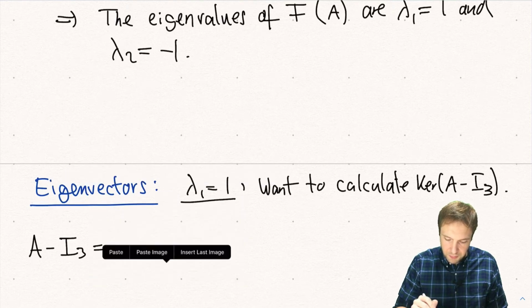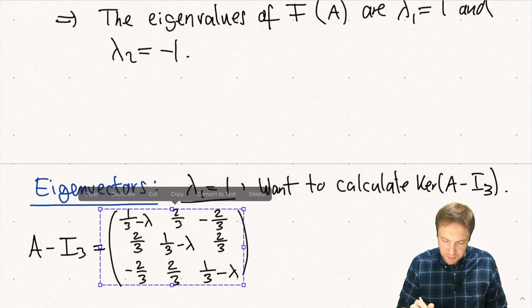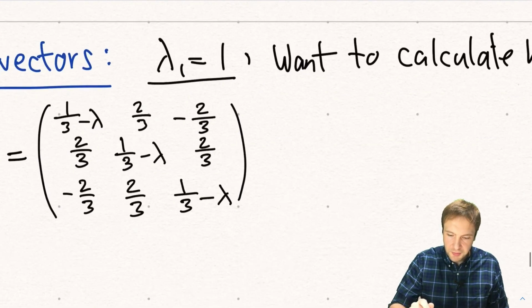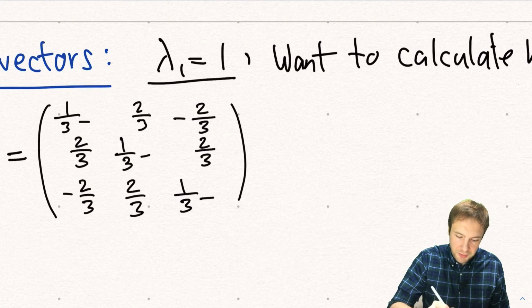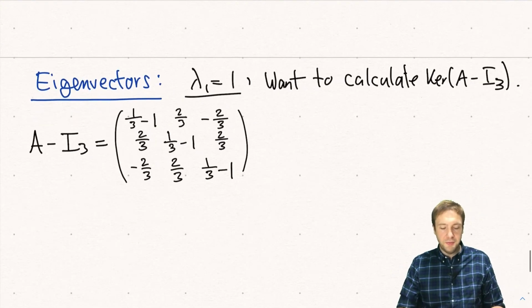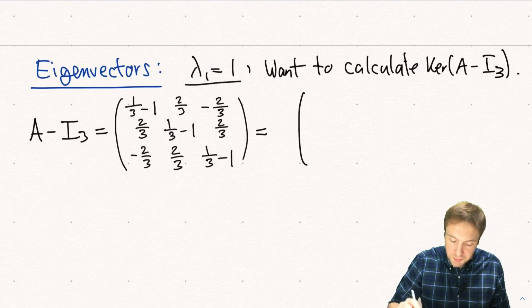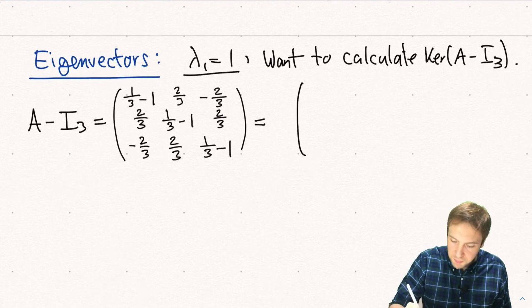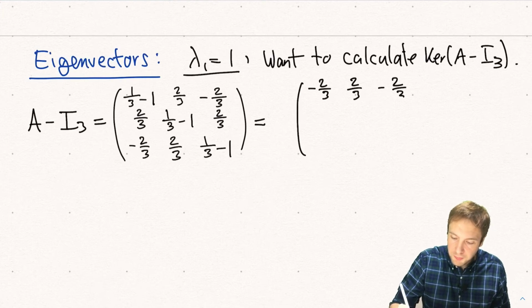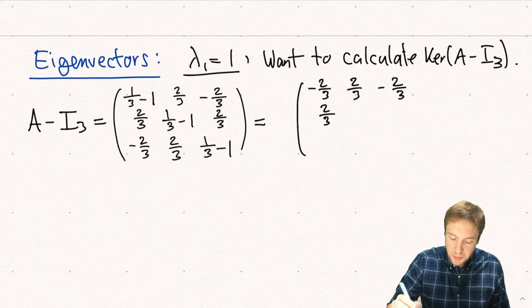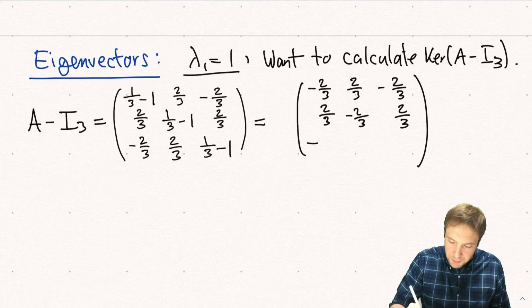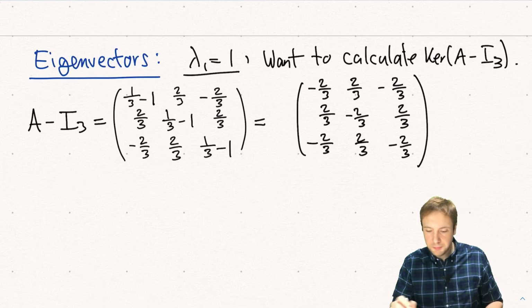Oops. I want to do it like this. So we want the case where these lambdas are 1. So this is A minus 1 times the identity matrix. So in other words, this is 1 minus 1/3 is minus 2/3, 2/3, minus 2/3, 2/3, 1 minus 1/3 is minus 2/3, minus 2/3, 2/3, and minus 2/3.